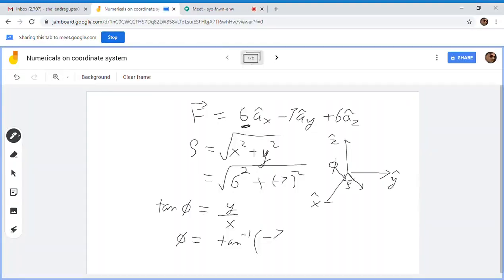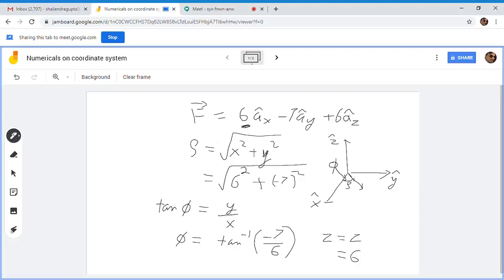Okay. So phi is tan inverse -7 by 6. So you can solve this by using a scientific calculator. And z of this cylindrical coordinate system will be the z of xyz. So it will be 6.